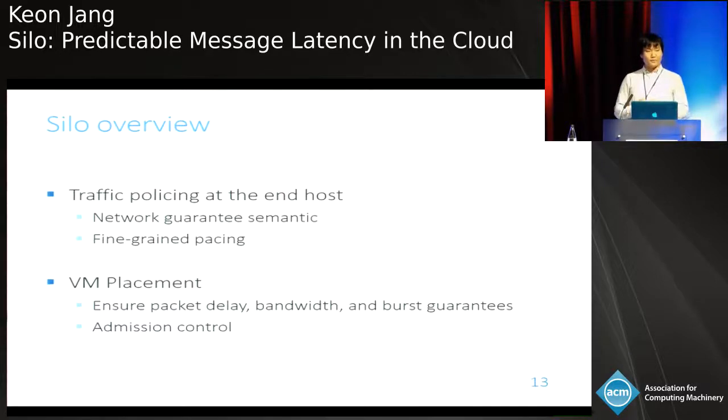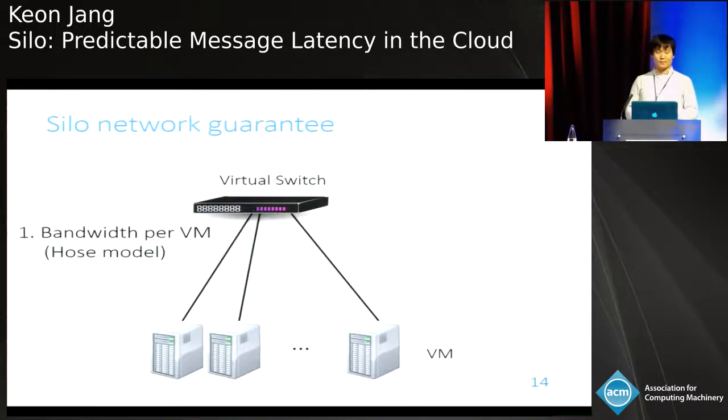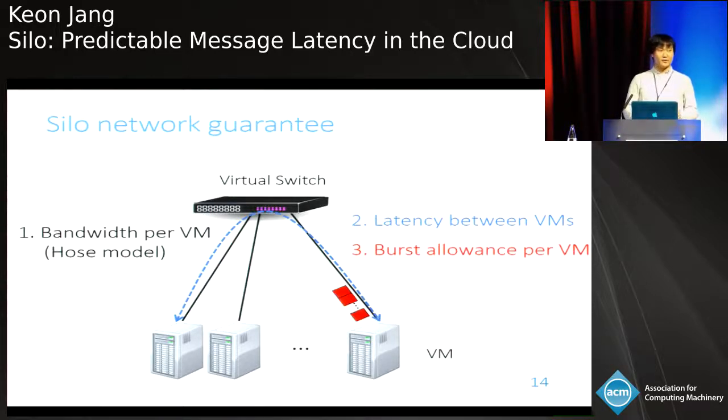So in the past, many works have looked at providing bandwidth guarantees, and many of them build on the host model, which provides the bandwidth as if all VMs are connected to a single switch. So Silo extends these guarantees by providing guaranteed latency between virtual machines and allowing bursts per virtual machine. And by latency guarantee here, we mean the per packet latency guarantee between 2 VMs.